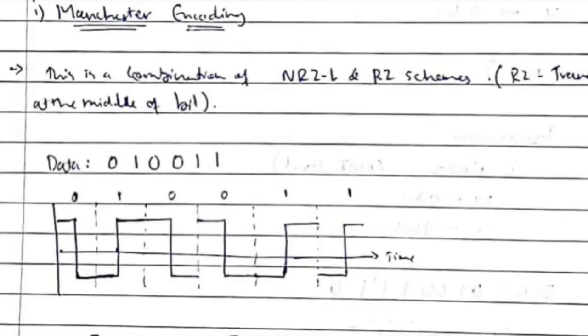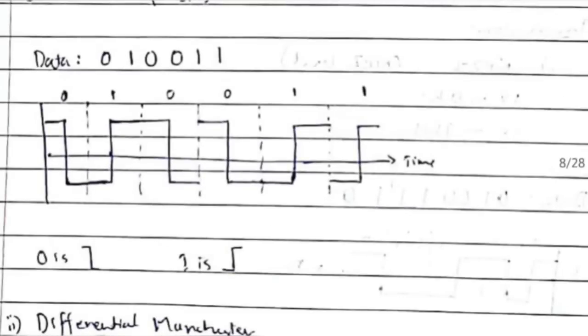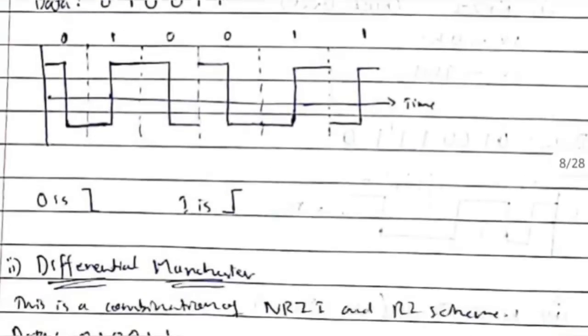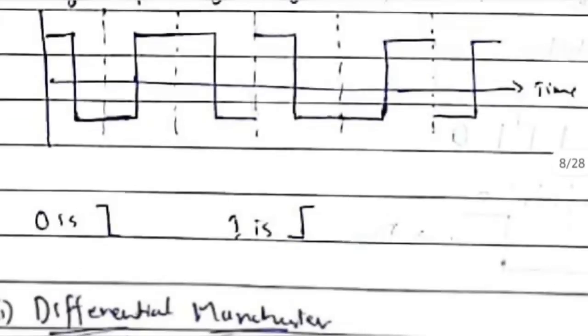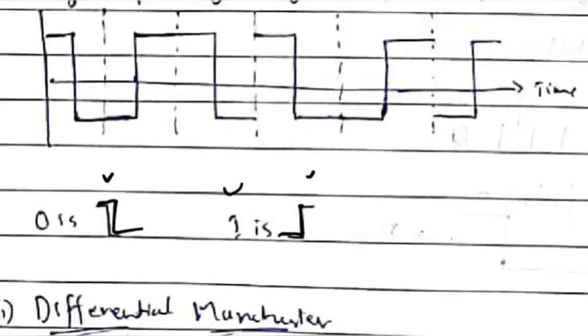What is Manchester? Manchester is the combination of NRZL and RZ schemes. Okay, suppose that the data given is 0 1 0 0 1 1. So the pattern for 0 is this one. Remember this pattern for Manchester, it's from top to low. 0 is defined as from top to low and 1 is defined as low to high.